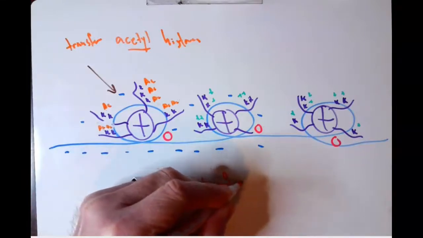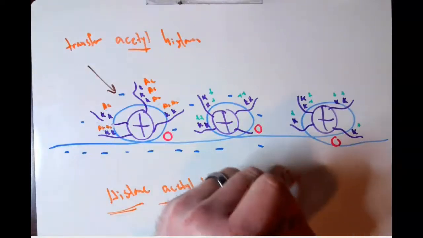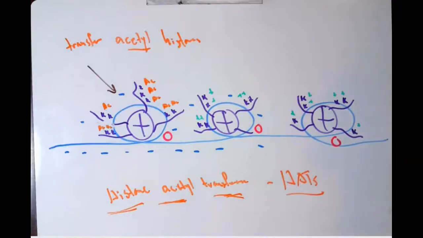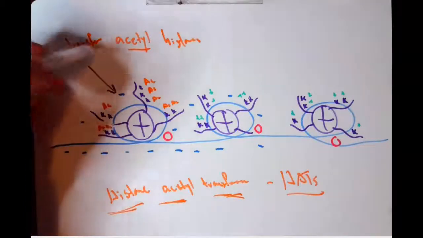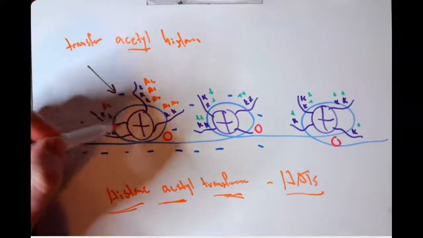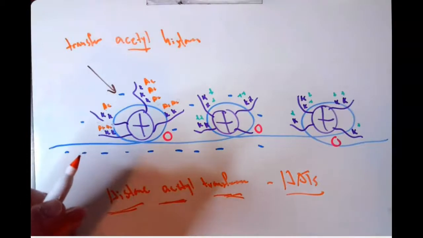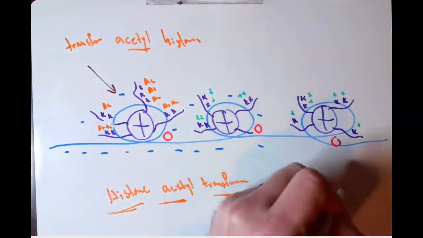That seems to work, right? A histone acetyl transferase should transfer acetyl groups to histones, and that's what we want to do. And that's what we call those enzymes. So HATs are histone acetyl transferases. They transfer acetyl groups onto histones to neutralize those positive charges, to weaken nucleosomes, and to provide access to the DNA. So that's a HAT.